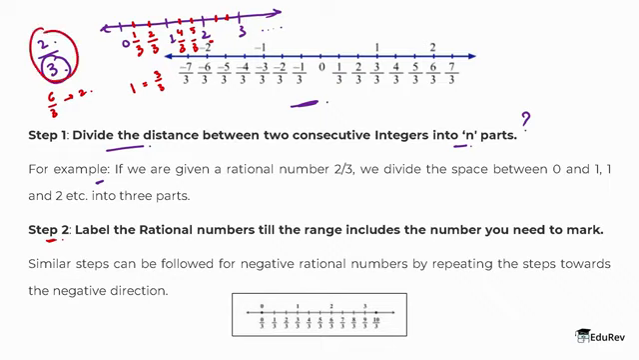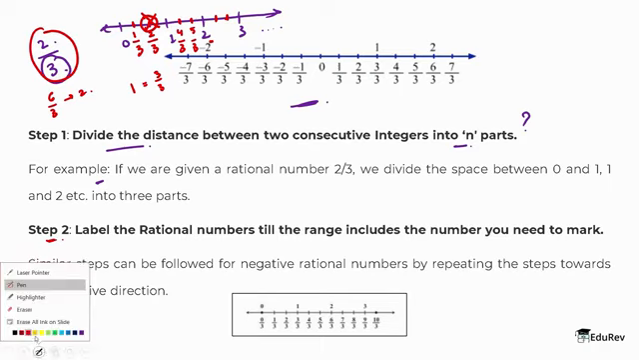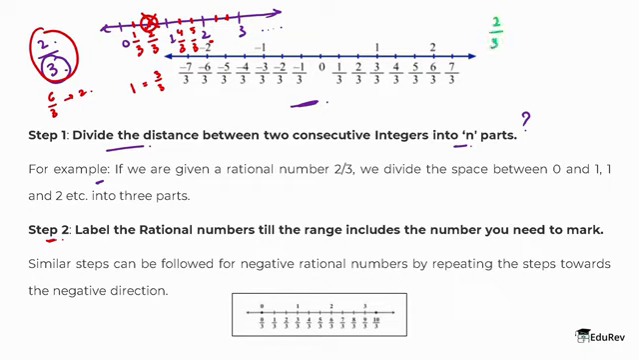Now I want to find out 2 by 3, so I'll see where 2 by 3 is and I will mark that rational number. So this is the process of how you can represent a rational number on a number line. I'm going to explain it to all of you once again so that the concept is locked in your mind. So let's take the same example. Let's say that you have to represent 2 by 3 on number line.